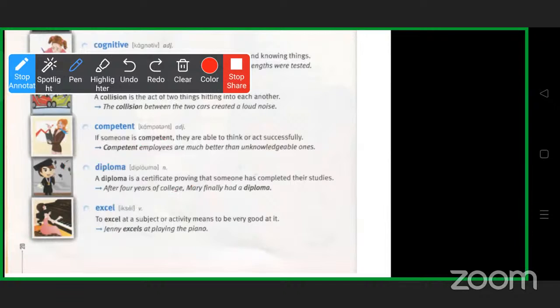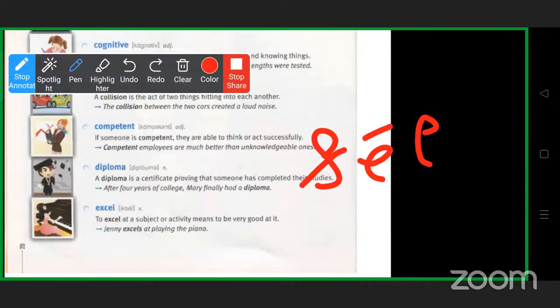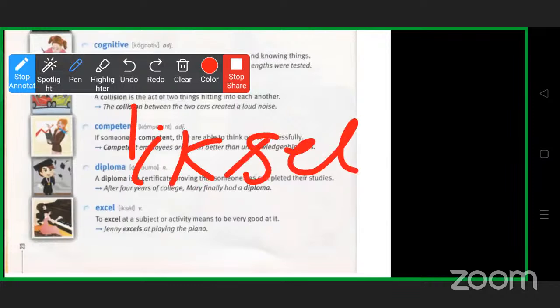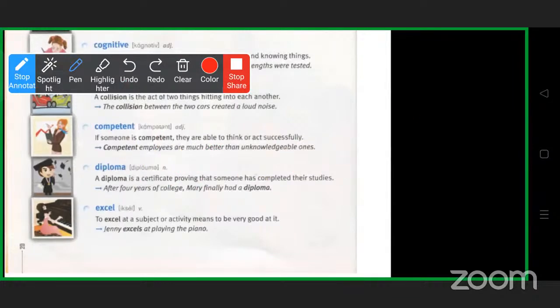Then the next word is excel. It starts with the I sound, E sound. Not a, it's excel. So he excelled in that field. We say excellence.